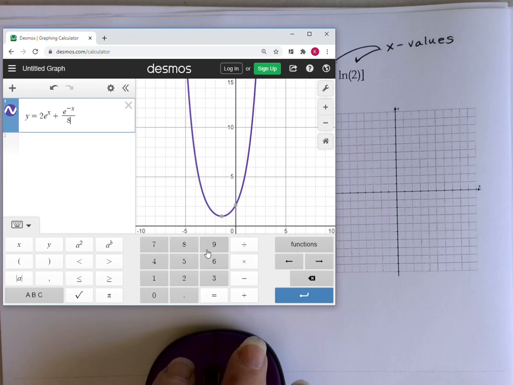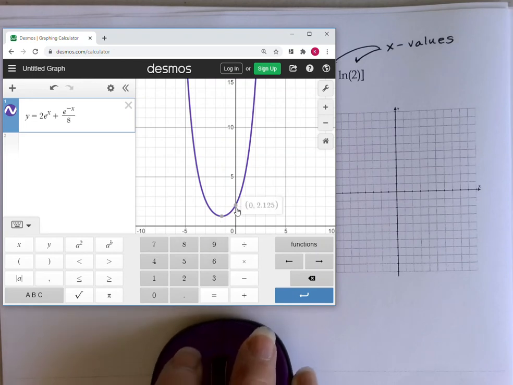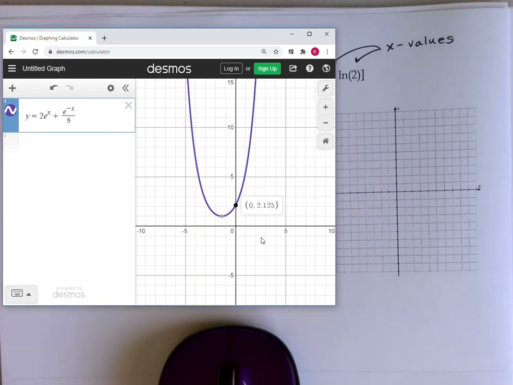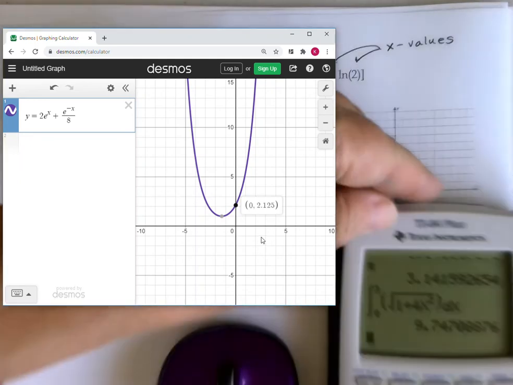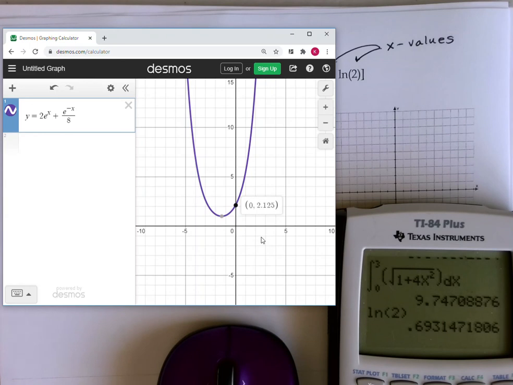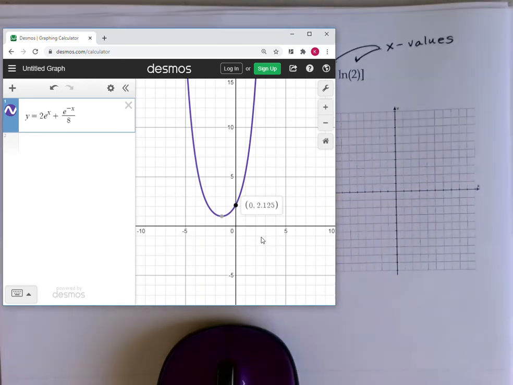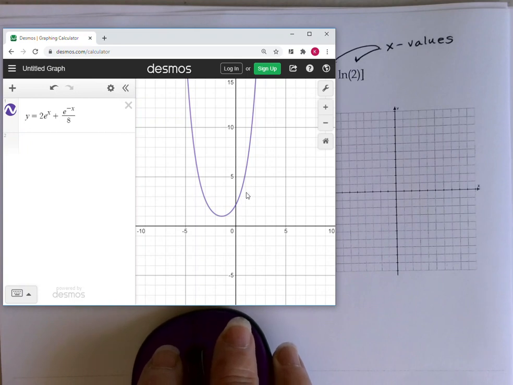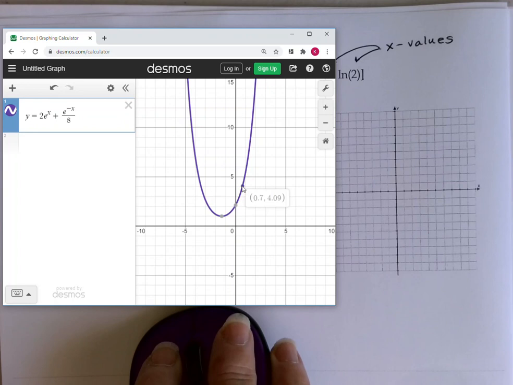We are specifically looking at the interval from 0 to natural log 2, so not a very big value. Here's x equals 0. The y value is about 2.125. And ln2, what is ln2? It's about 0.7, so we're not going very far. We're just looking for a tiny little section from about here to about there, 0.7, 4.09.